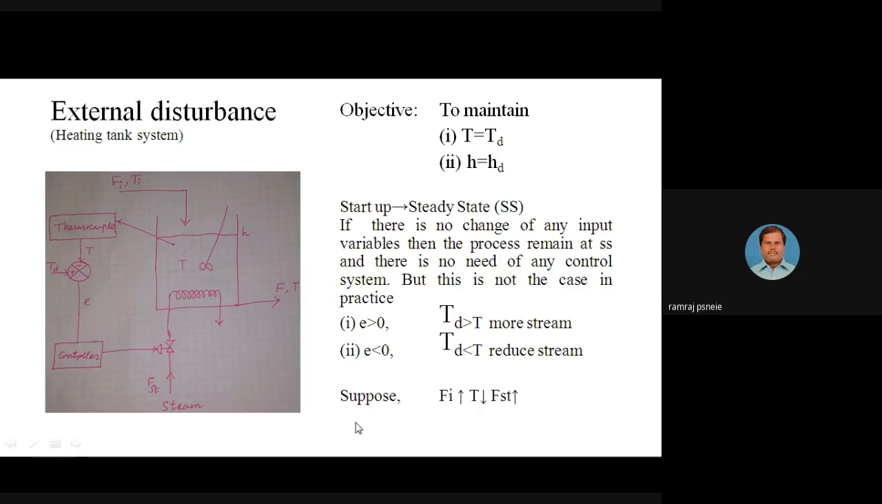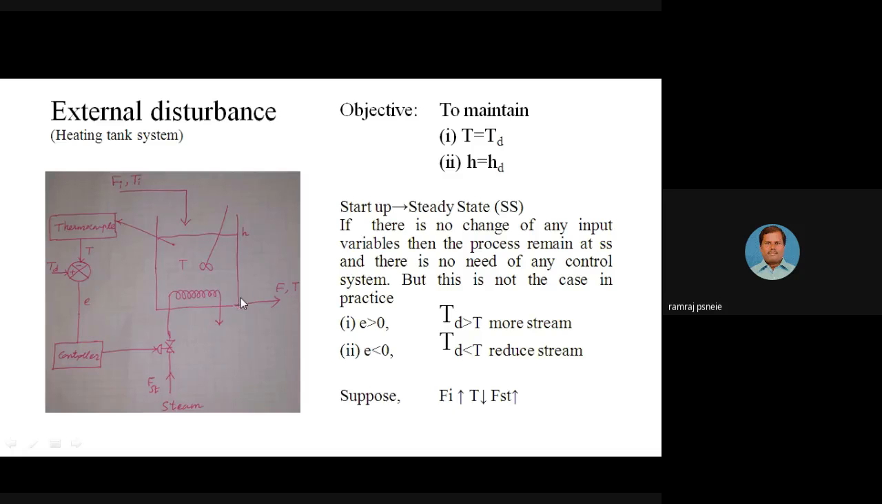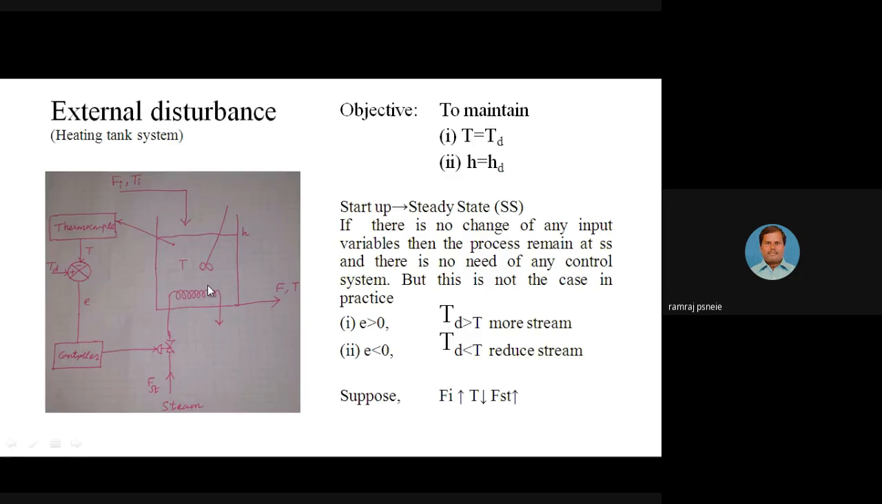Suppose F suffix I is increasing, I mean the inlet fluid flow rate is increasing. That time the temperature of the liquid in the tank will be decreasing. At that time we need to increase the steam flow rate admitted into the tank.